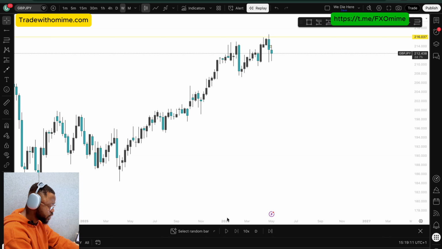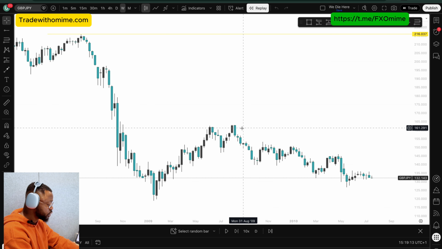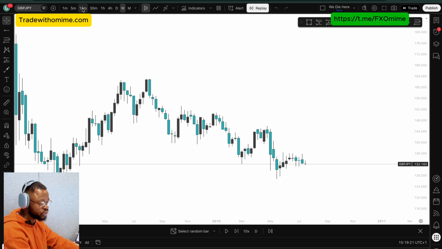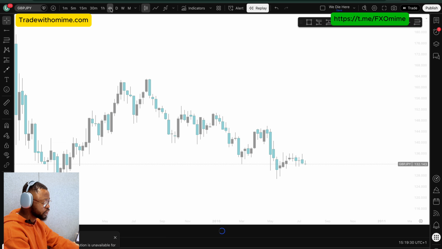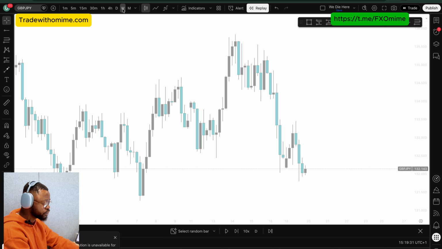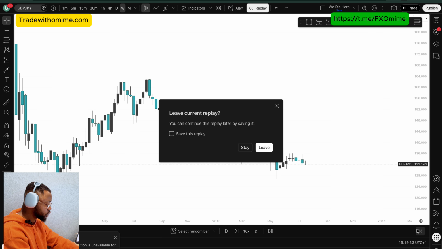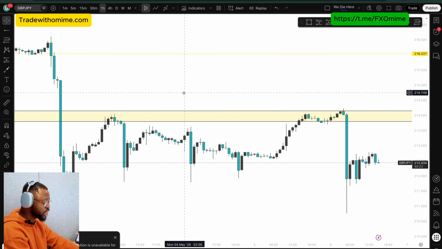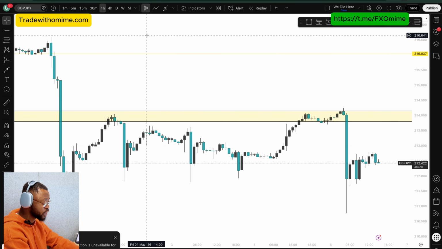Let's take a random bar. So price has taken us all the way to June 2010. I don't want to do 2010 because we can't access the M15. You can see there's no historical data on M15, and I need us to be able to trade the M15. So let's cancel this first. We're going to do random again, but I'm going to do it from the H1 so that we can have access to the M15 candlesticks.